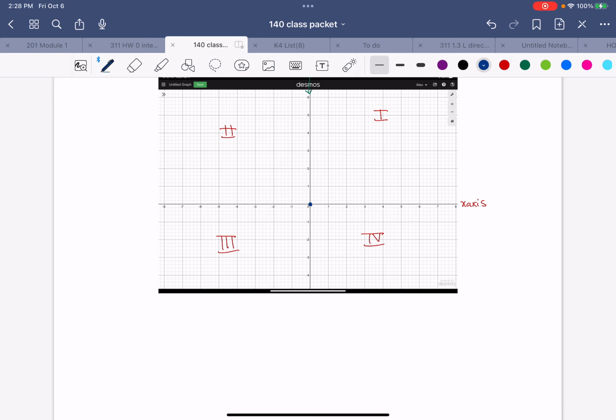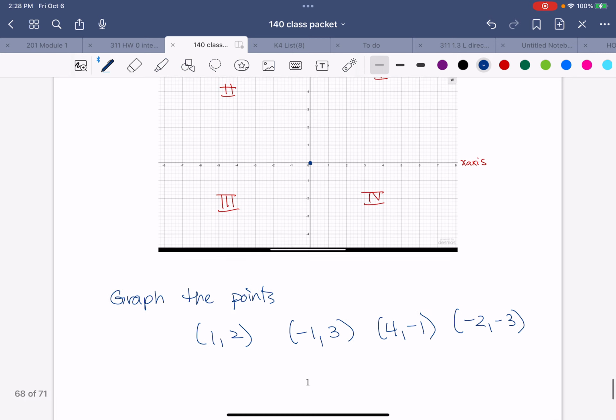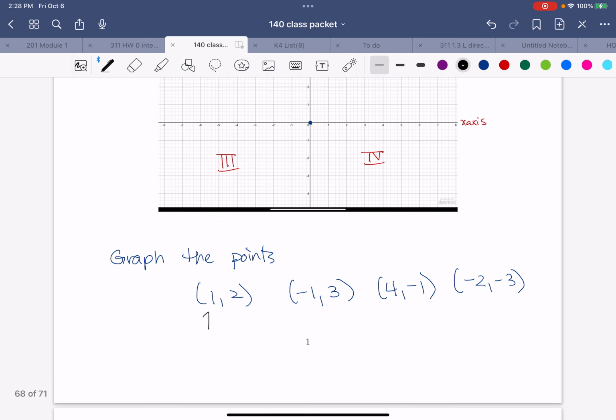We're going to graph the points (1, 2), (-1, 3), (4, -1), and (-2, -3). What's important to note here is that whatever's in the first position is your x coordinate, so that's left and right. And the second coordinate is your y, and that is your up or down.